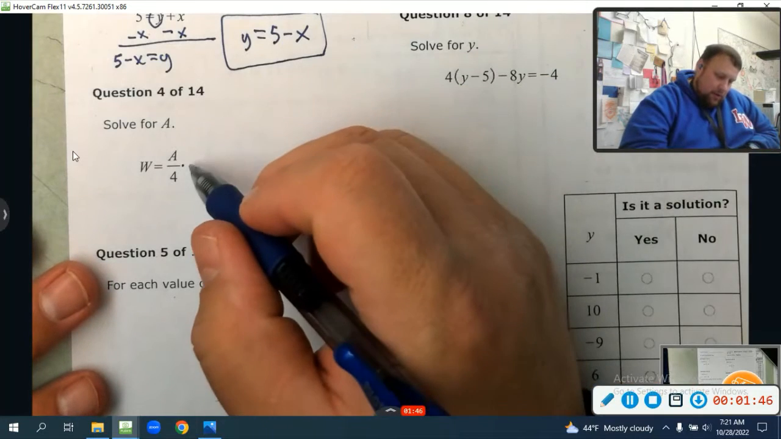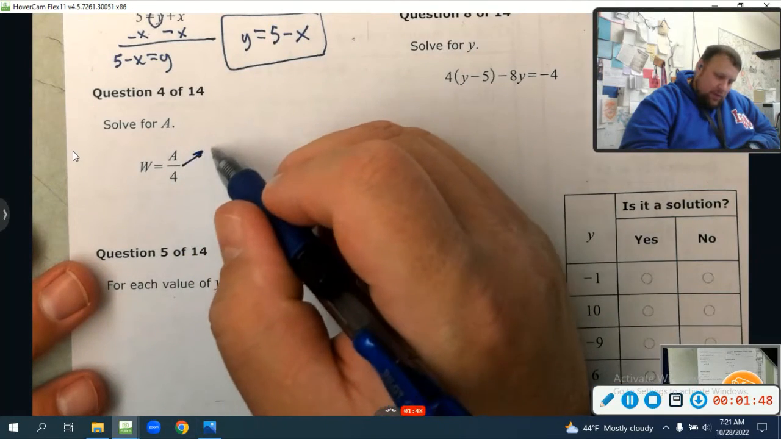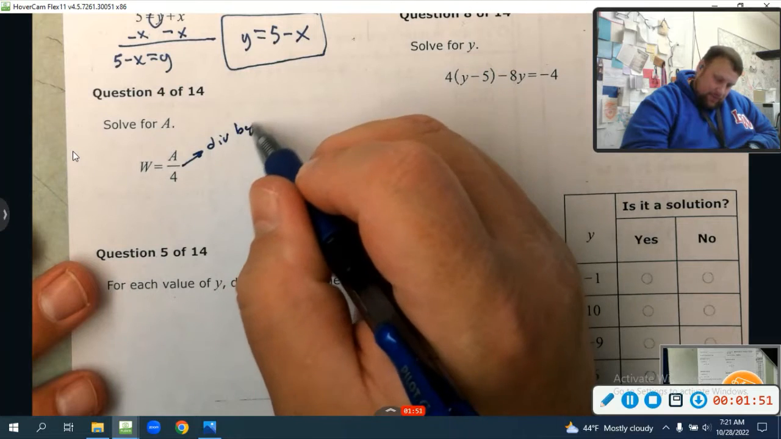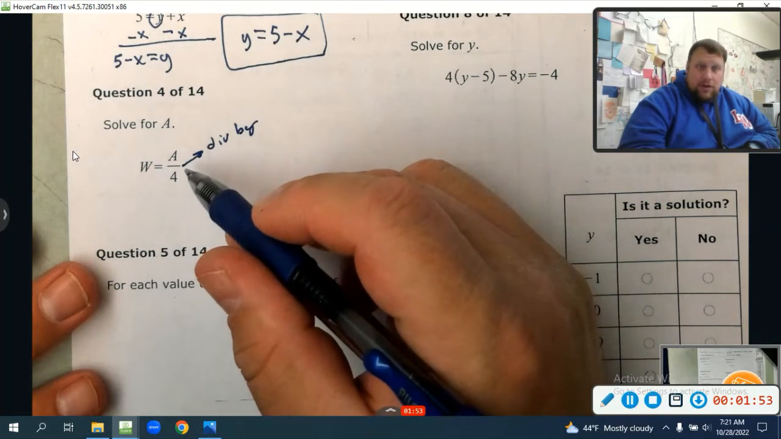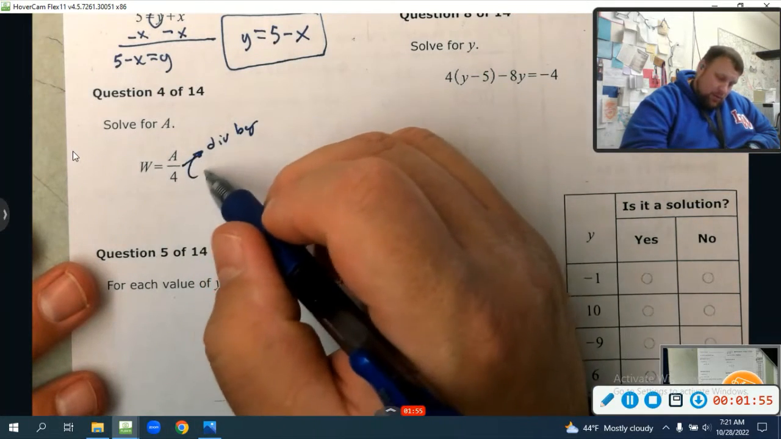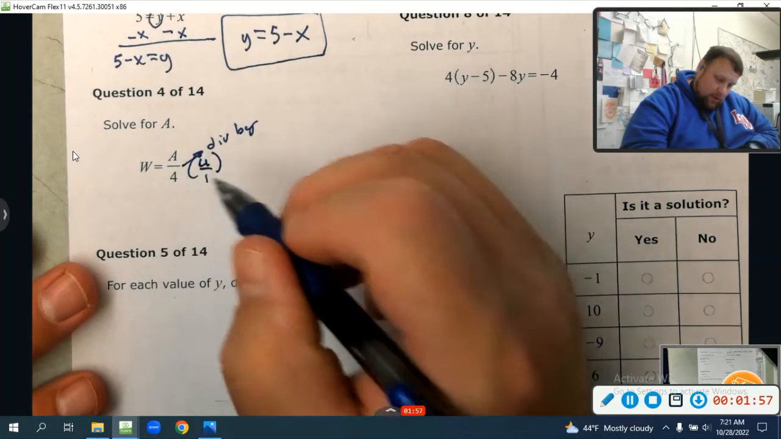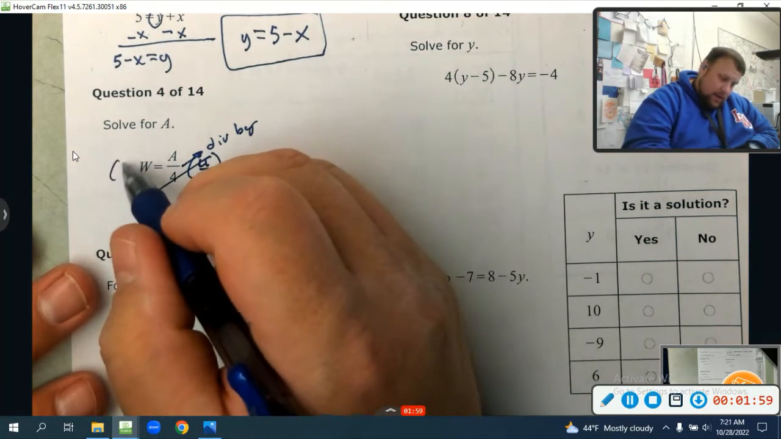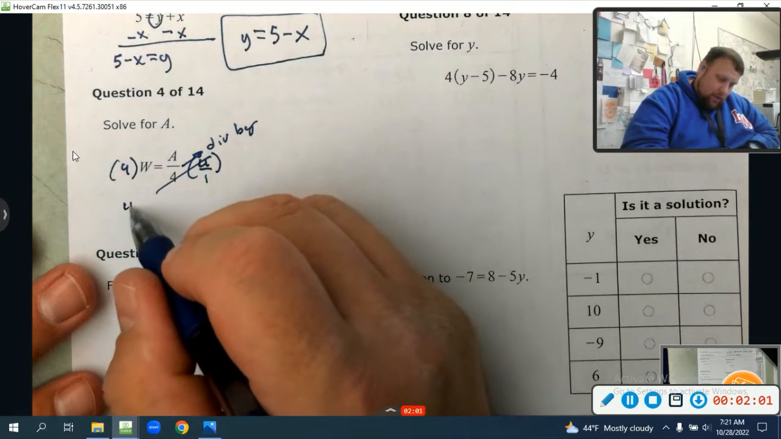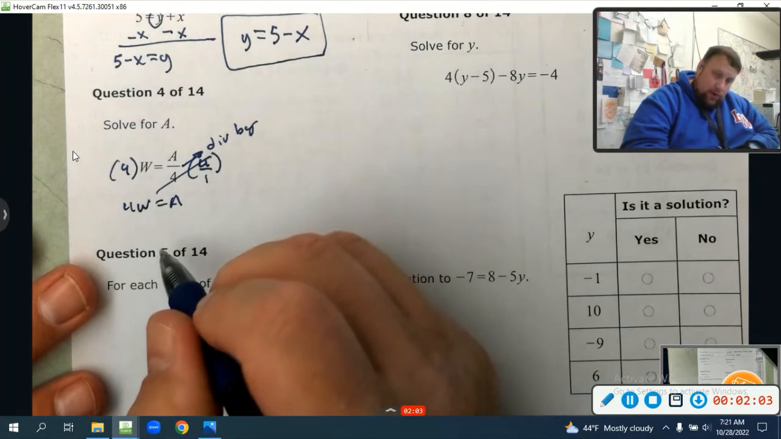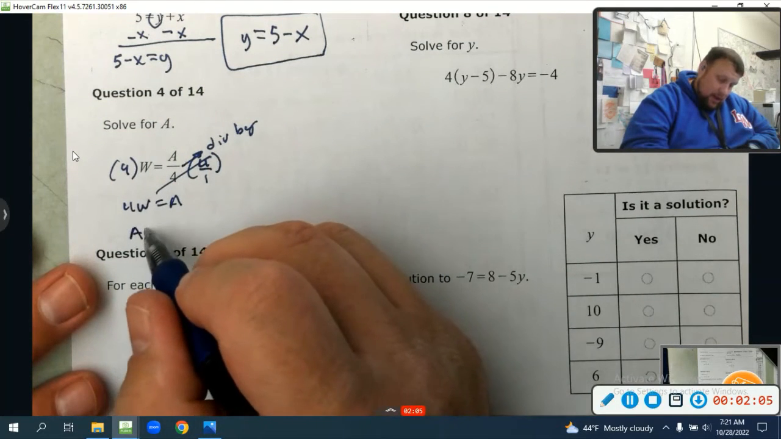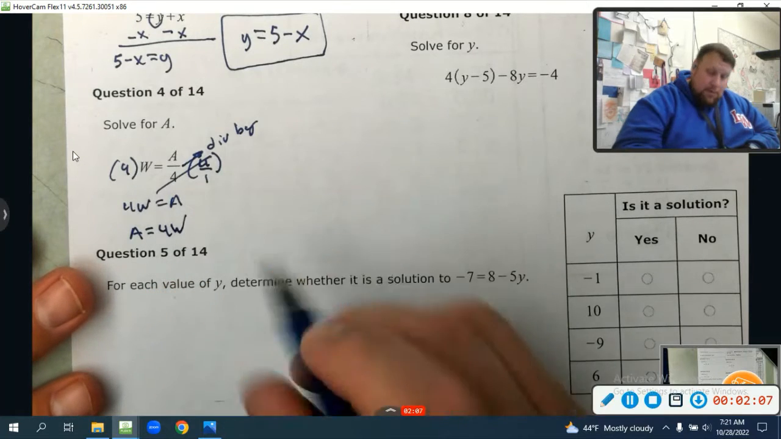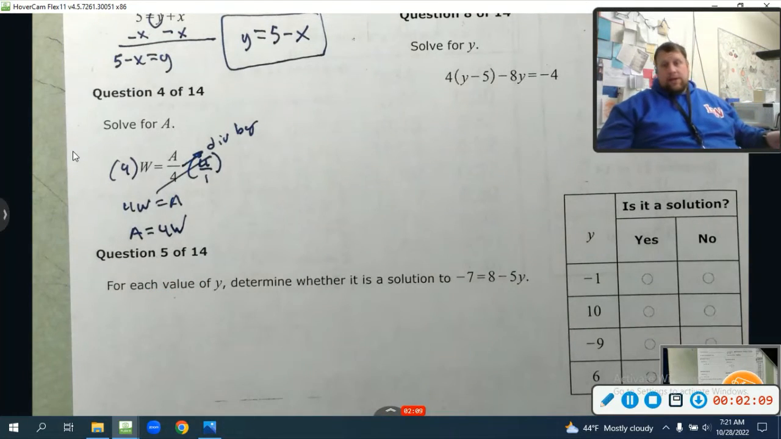Solve for a. I'm going to multiply both sides. Remember, the fraction bar means divided by. So to undo division, we do multiplication. I'm going to multiply by 4, and it's over 1. This side times 4, and I get 4w equals a, or another way of saying that is a equals 4w. Make sure you use caps where caps are needed. Case matters.